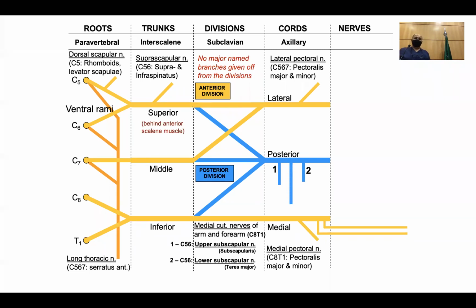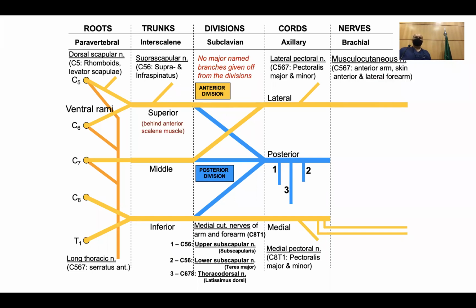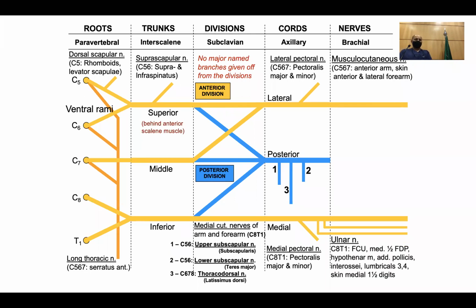Then this is the big one. Number three. That is thoracodorsal nerve. Which big muscle? Latissimus dorsi is a huge muscle. Now, the branches. Now my lateral cord continues. Medial cord continues. And posterior cord also continues.